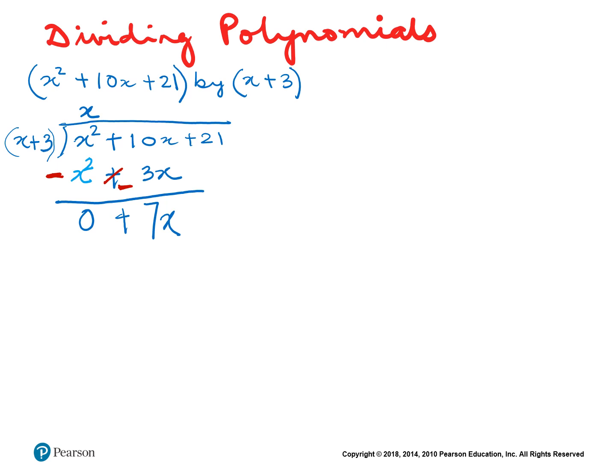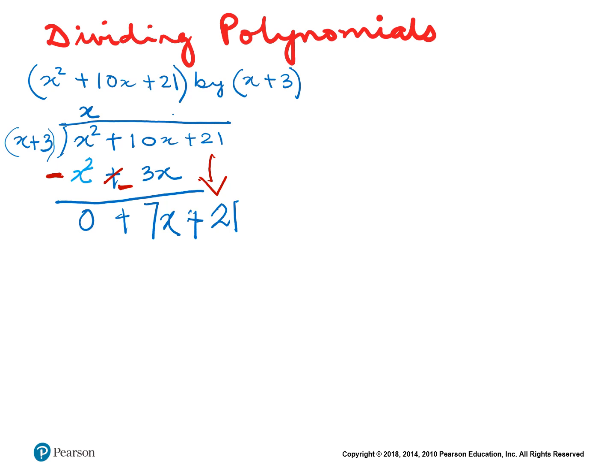Now we bring down the plus 21, all right, which is the third term in our dividend. Bring that down, and now we have plus 21. Just like in arithmetic long division, we were bringing down the digits at each step. Here too, we bring down the terms. So now we have 7x plus 21, and the process continues.